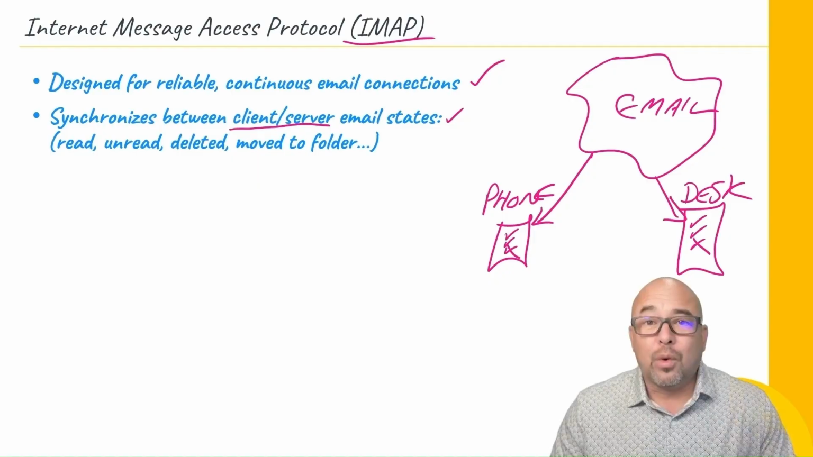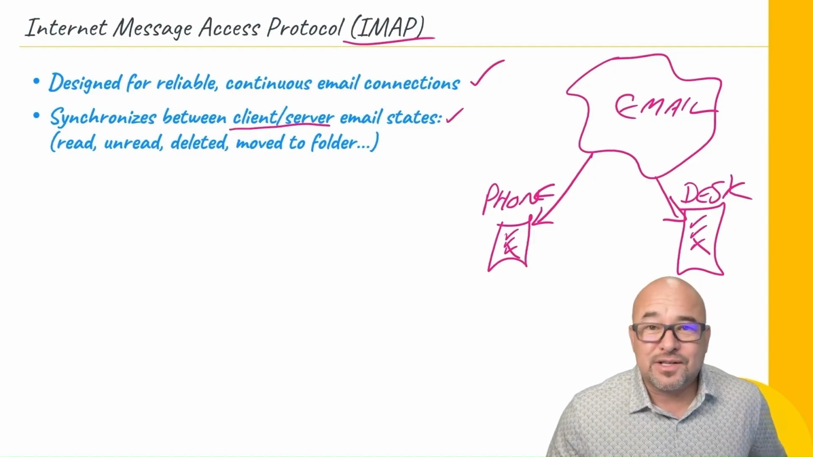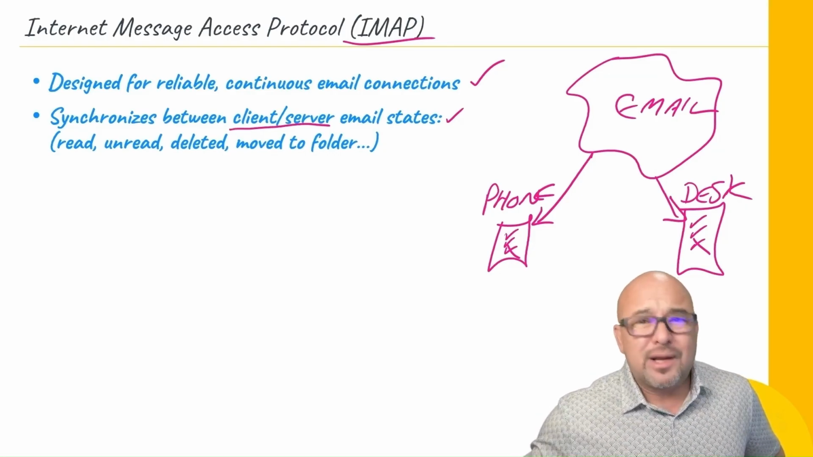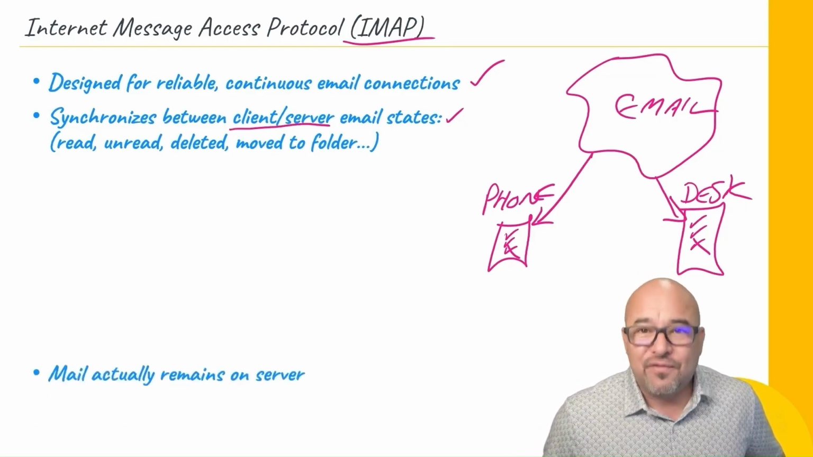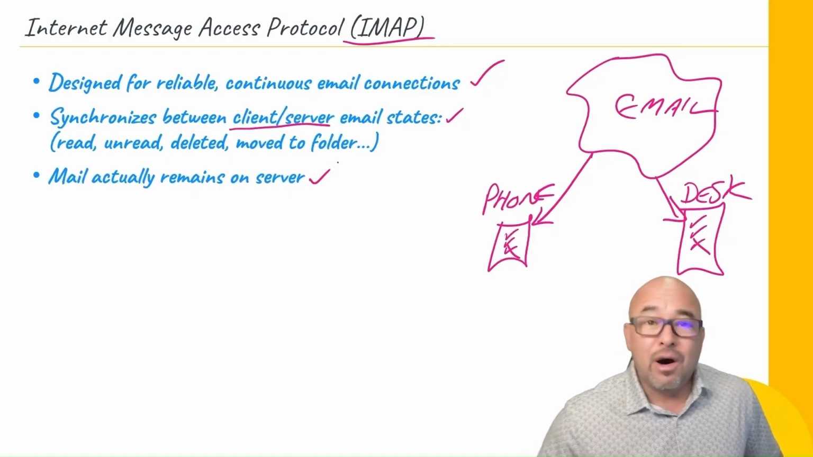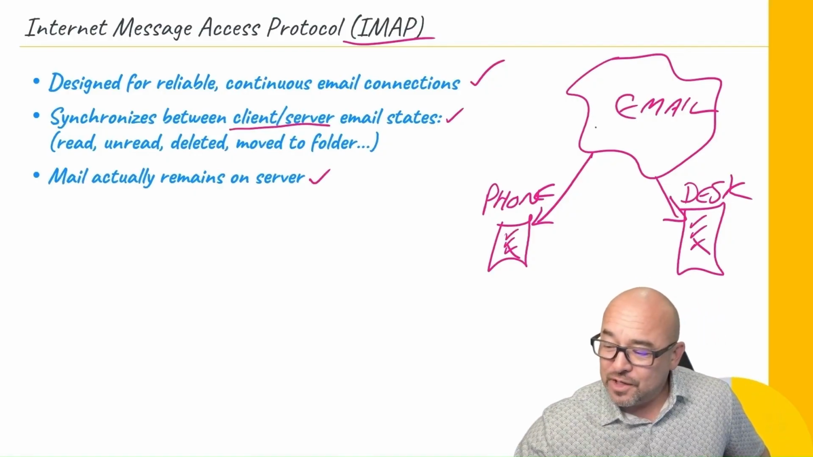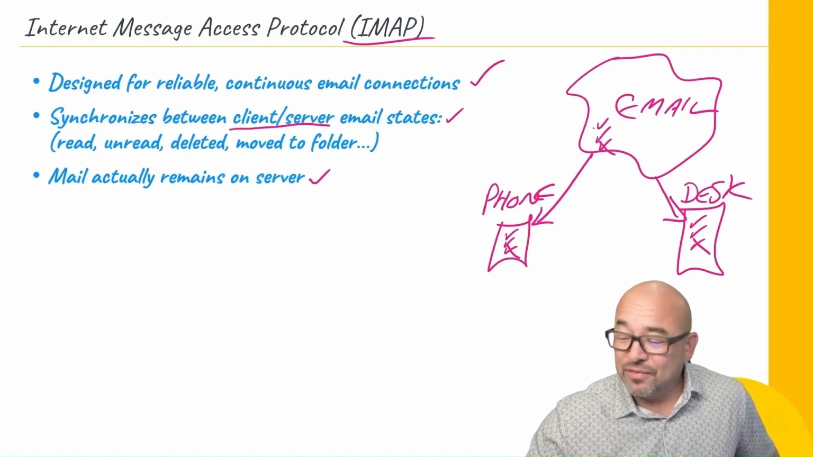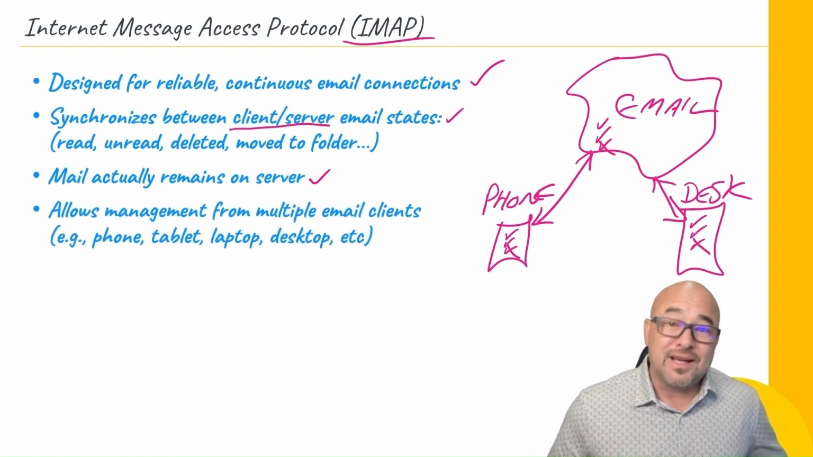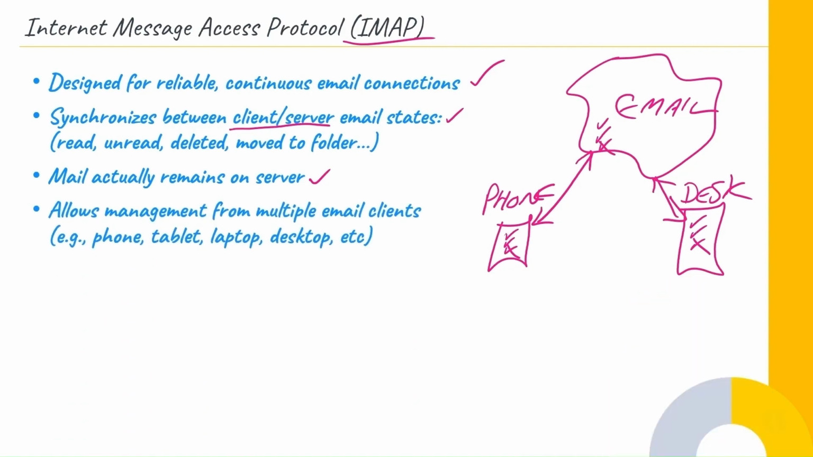And the reason why this works, and the reason why it gives us better consistency, is because the mail is really not downloaded per se to our devices. The mail really remains on the server. So really what happened here is we read 3 messages, and then we deleted one of them. Well, that's really just reading what's true on the server more than what's true on the desktop or on the phone. And that's what allows you to manage mail from multiple clients.